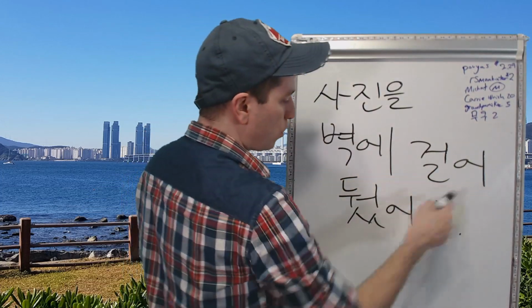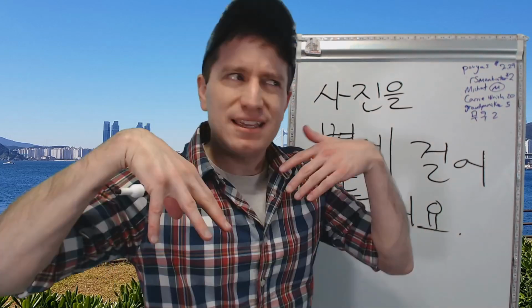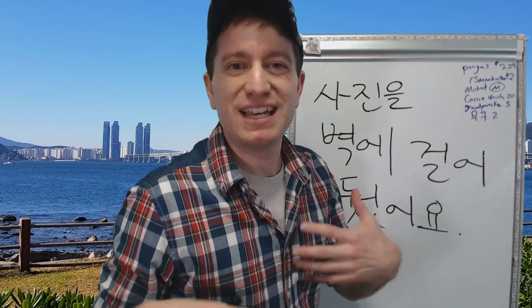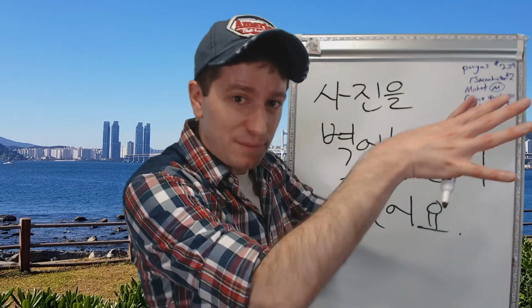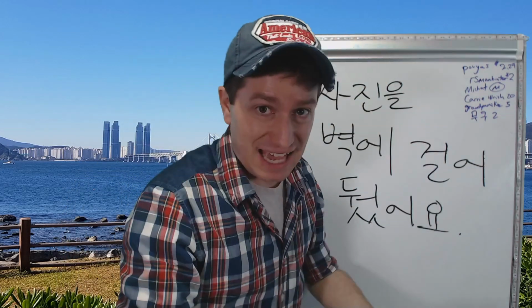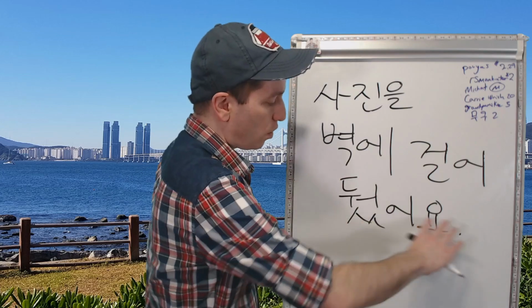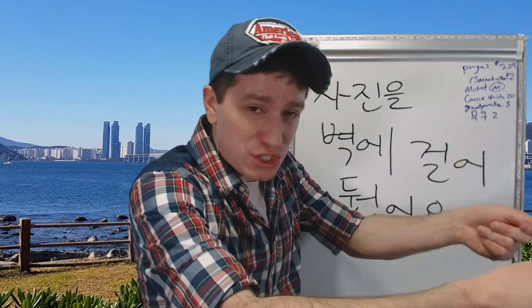사진을 벽에 걸어뒀어요. I hung the picture on the wall. Here it emphasizes that it's going to be a long time. So I'm not just putting it up for later, but I'm leaving it here permanently. And I'm emphasizing that by using 두다 instead of 놓다. 사진을 벽에 걸어뒀어요. I hung the picture on the wall long term.